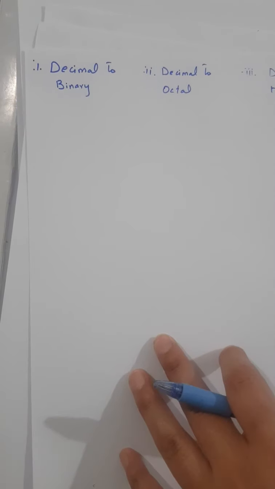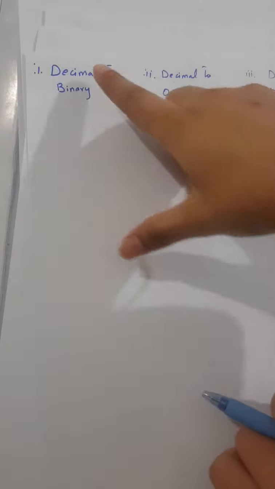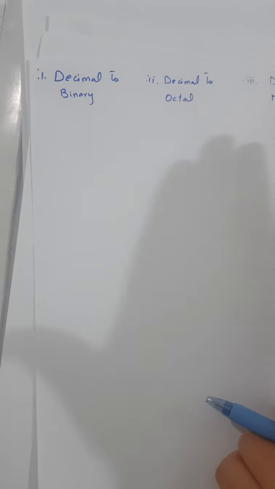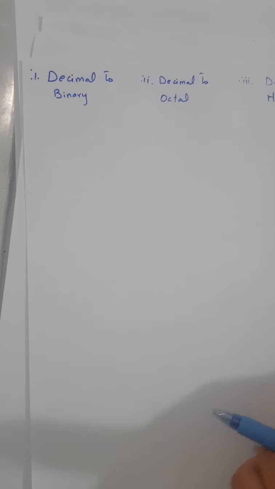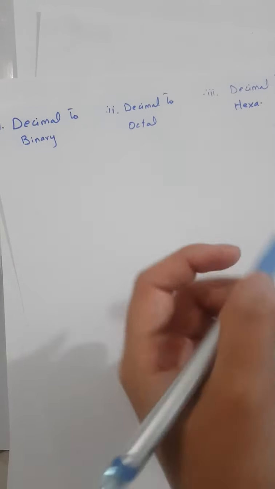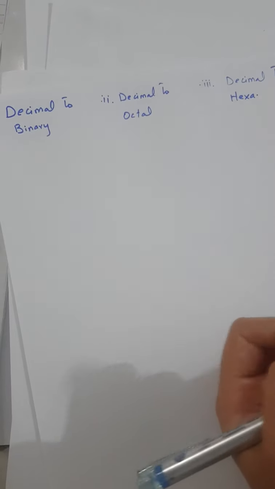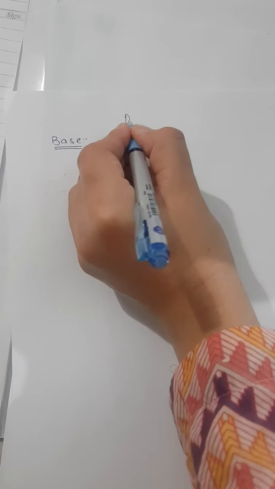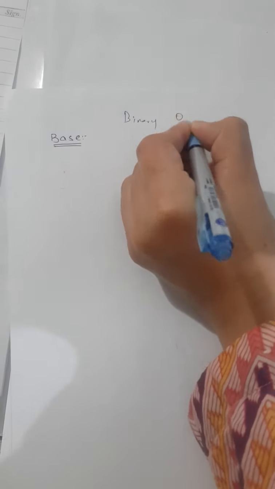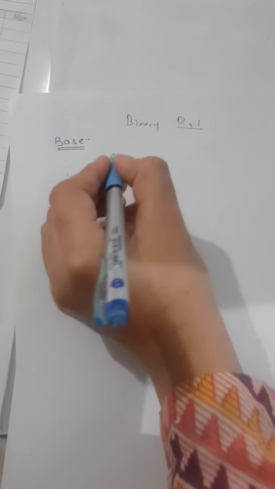For converting a number from decimal to binary, we repeatedly divide it by the base of the number system in which we want to convert. For example, the base of binary is 2, so we will divide the number by 2. For the octal number system, the base is 8, so we will divide the number by 8. In hexadecimal, the base is 16, so we will divide the number by 16. If you remember what a base is, base is the number of unique values that you can represent in a number system. In binary, the unique values are only 0 or 1, so its base is 2.